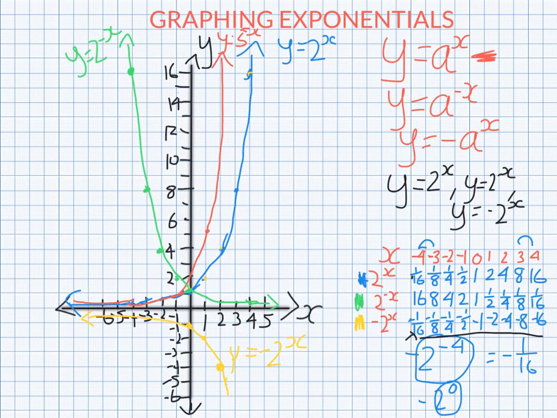Notice that the yellow graph is also a reflection of the blue graph. The yellow graph, though, is a reflection about the x-axis. So the line of reflection from the blue graph to the yellow graph is the x-axis. The line of reflection from the blue graph to the green graph is the y-axis, okay? All exponentials have the same general shape, so there are quicker ways that you can do it. I just wanted you to understand why the shape is as it is.